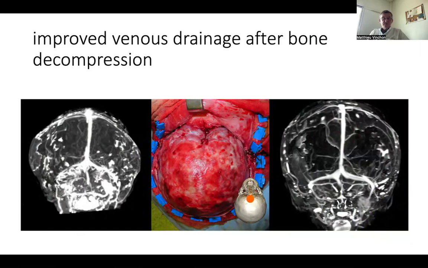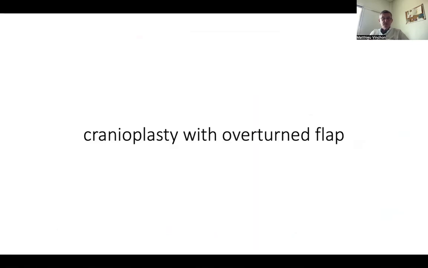And also we see on the MRI before and after surgery that the surgery was efficient on venous compression, because on the left we had compression of the transverse sinuses, which looked much better on the control MRI. So we see here operatively where the sinuses could be decompressed. Then we see the cranioplasty with overturned flaps.